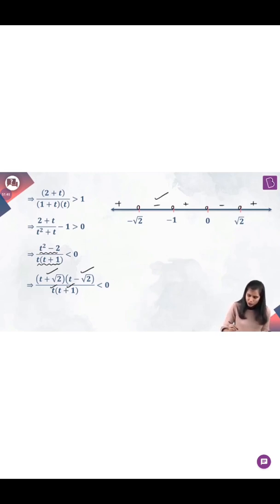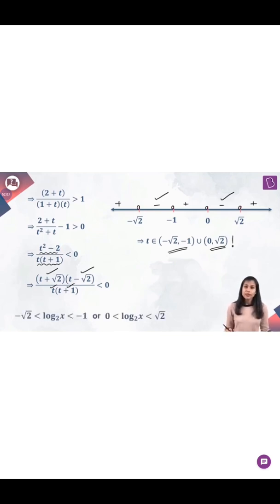I want less than 0, so t will lie here or here. Mind it, this is the range for t. I want the range for x. So don't stop your solution here. T belongs either here or here means what? T is nothing but log x to the base 2. So log x to the base 2 is strictly between minus root 2 and minus 1, or it is strictly between 0 and root 2.